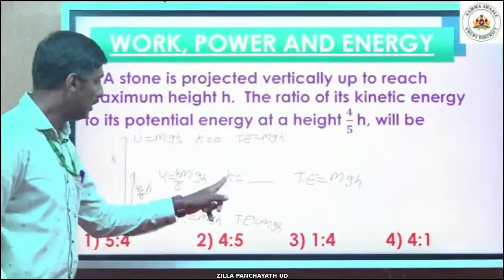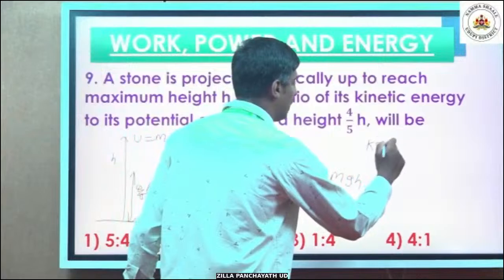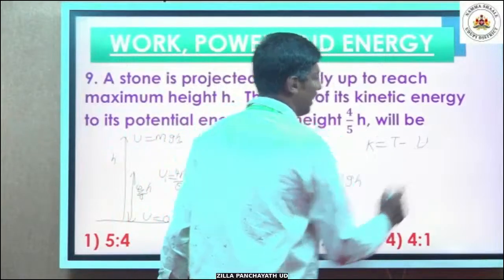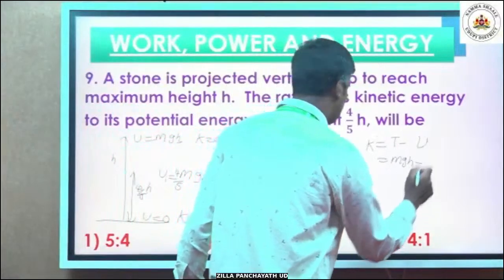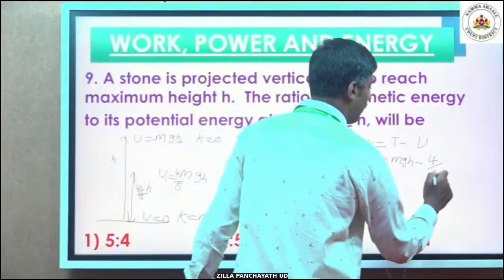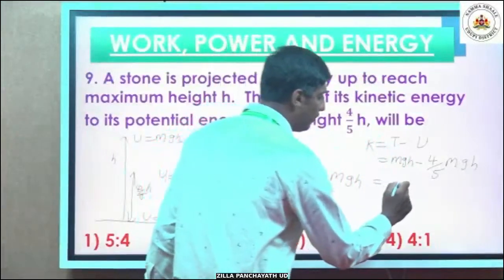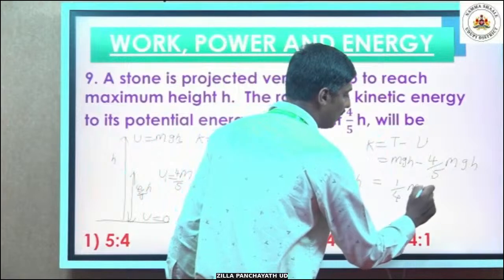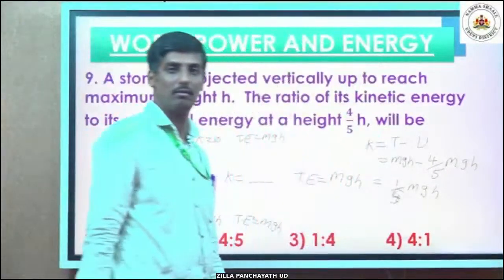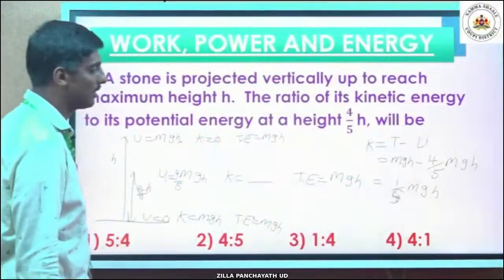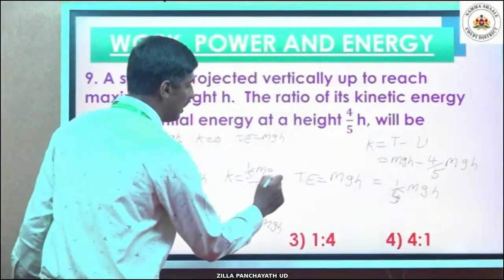ಹೌದಾ? ಹಾಗಾದ್ರೆ you want potential energy and kinetic energy. Kinetic energy ಎಷ್ಟು ಅಂತ ಗೊತ್ತಾಯ್ತು. ಹಾಗಾದ್ರೆ what is kinetic energy? Kinetic energy is equal to total energy minus potential energy. ಹೌದಲ್ವಾ? Total energy is mgh minus, and potential energy is 4/5 mgh. So ಏನಾಗುತ್ತೆ ಇಲ್ಲಿ? Sorry, 1/5 of mgh. Taking 5 as LCM, so 1/5 of mgh. So hagadre kinetic energy is nothing but 1/5 mgh aitu.